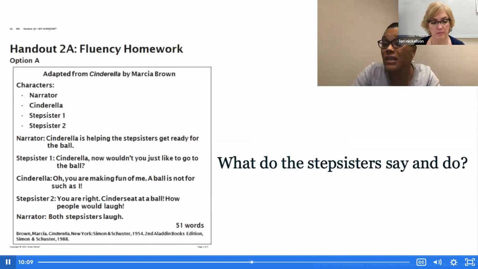I want you to pay careful attention to what the stepsisters say as I reread the scenes we heard earlier. Are you ready? Listen again.